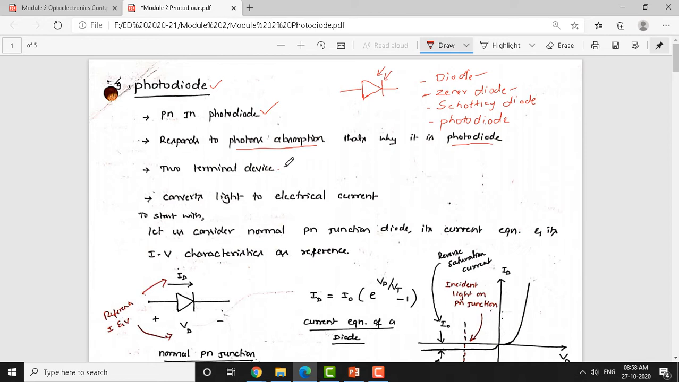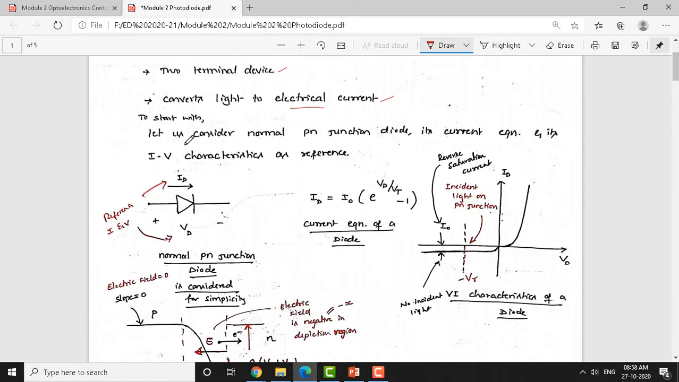So basically, it is a two-terminal device. As you are seeing, the symbolic representation is as shown here, with an anode and a cathode. It is a two-terminal device which responds to photons. It converts light energy into electrical current. The photons we are providing here are converted into electrical current. We will see how this provides electrical current from the light source.